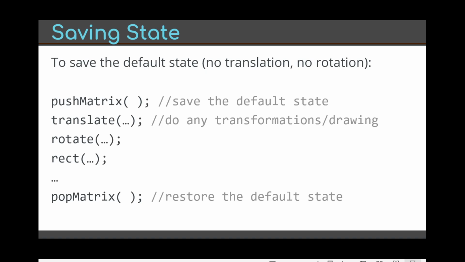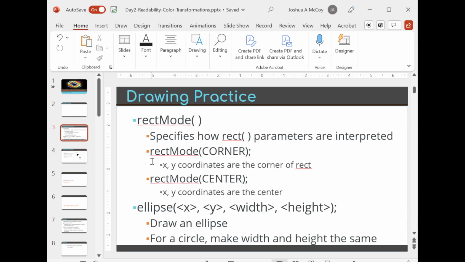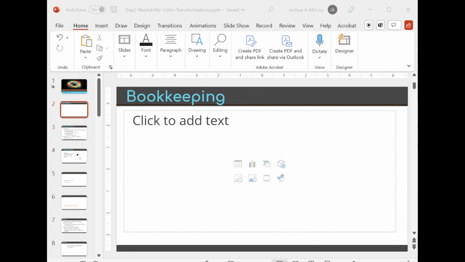And so here's an example. You can push the matrix, translate, rotate, do whatever, pop the matrix, and you go back to default. All right, that's what we got for today. Let's head over to RDNX.